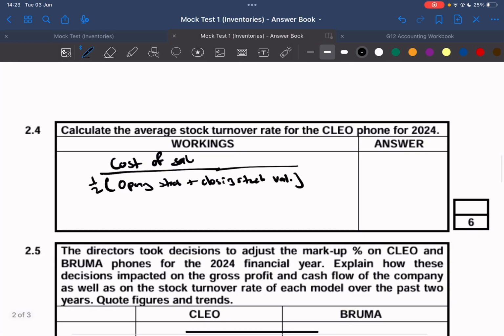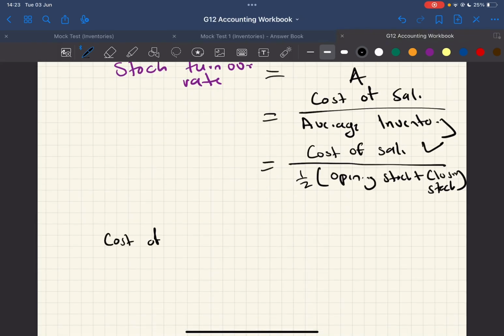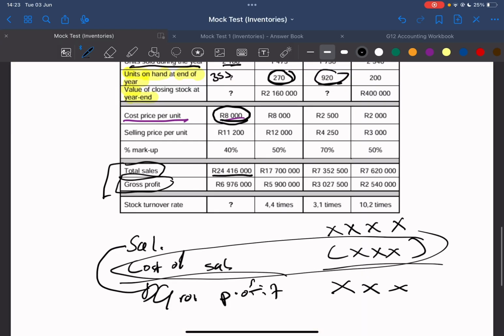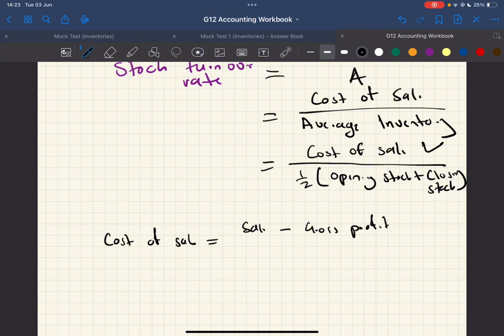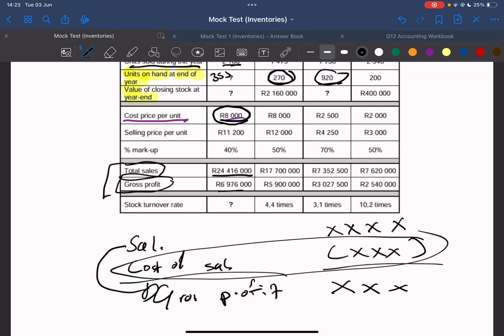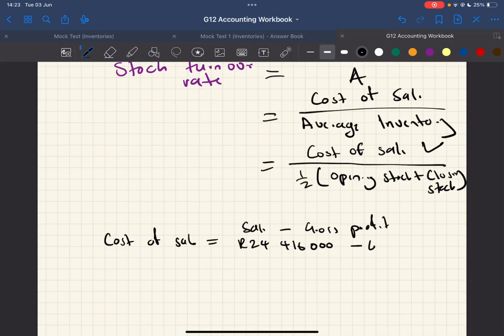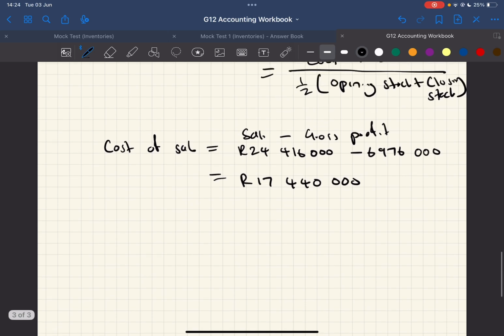We can basically say our cost of sale is equal to your sales less the gross profit. And they gave you the sales of 24,16,000, less the gross profit, which is 6,976, is equal to... And when you do that, it's going to give you 17,440,123. So that's one way you could have calculated cost of sale.